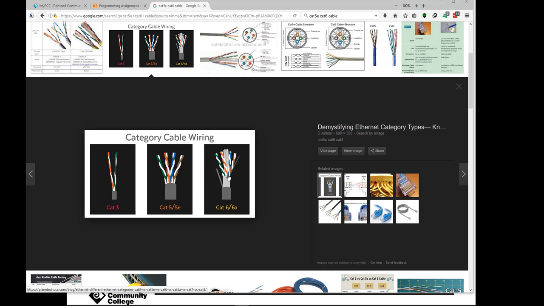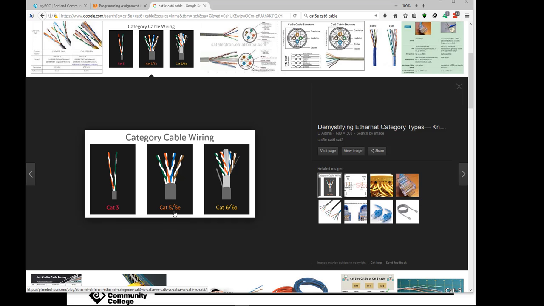Now here's a little diagram, a little illustration of the different cables. CAT 3 is thinner, only has 2 twisted pairs. CAT 5 and CAT 5e have 4 pairs of wires, and each pair will follow green with white stripe, orange with white stripe, blue with white stripe, and then brown with white stripe. I know that looks like a white wire, but it's really brown with a white stripe.